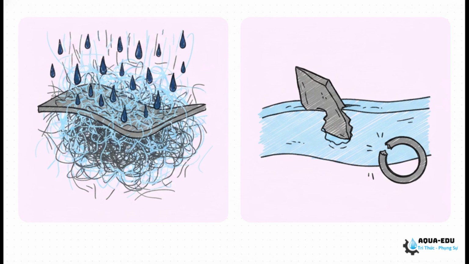Just a tiny amount slipping through your pretreatment will permanently oxidize and destroy the polyamide layer across the entire array.